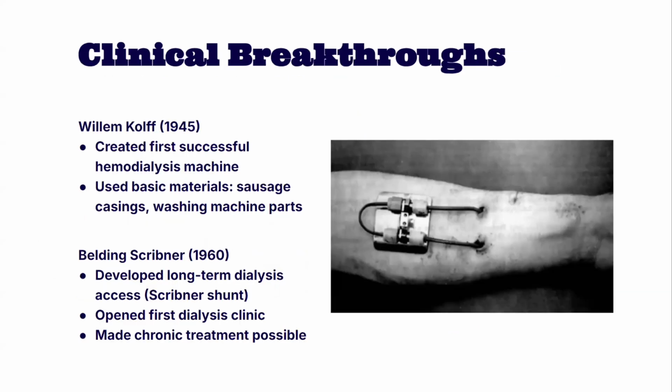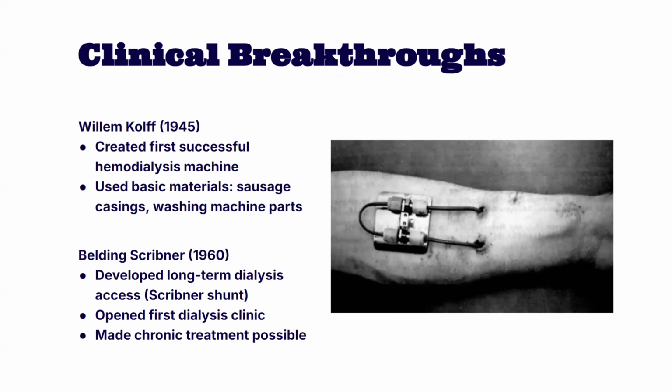So now, here's where things get exciting. During World War II, a Dutch doctor named Willem Kolff built the first working dialysis machine, basically an artificial kidney. He used super basic materials like sausage casings and parts from a washing machine. In 1945, he used it to treat a patient with kidney failure, and it worked. And this is when modern hemodialysis started.